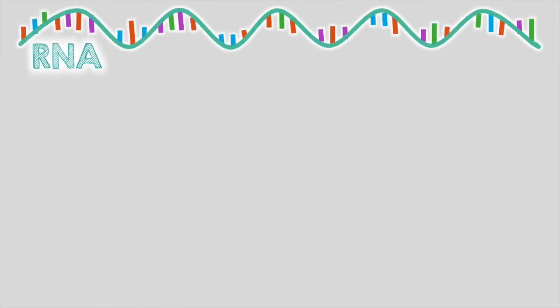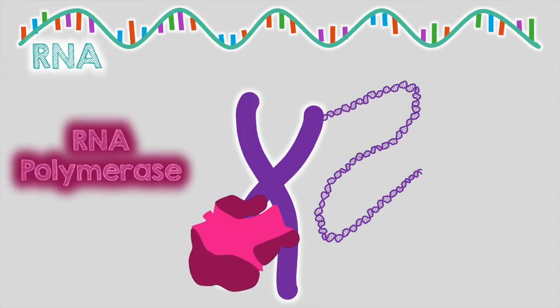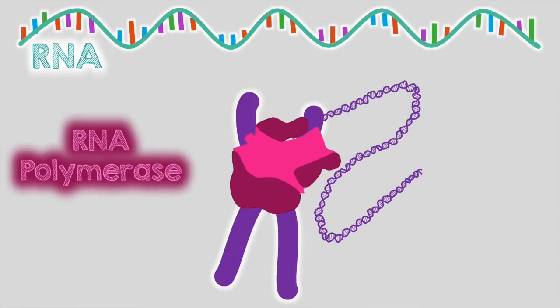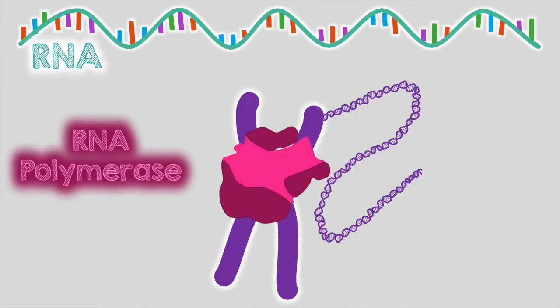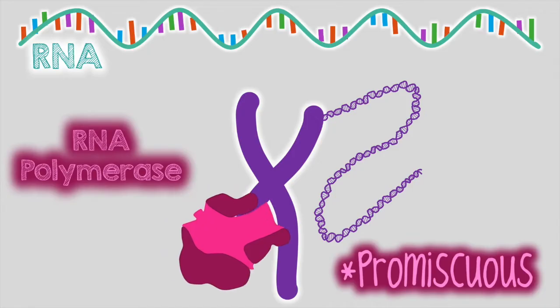The act of making RNA takes place in 4 steps. The first step is recruiting RNA polymerase to the right part of the chromosome. RNA polymerase doesn't have any specificity. The scientific term is promiscuous because it will copy any region of DNA.